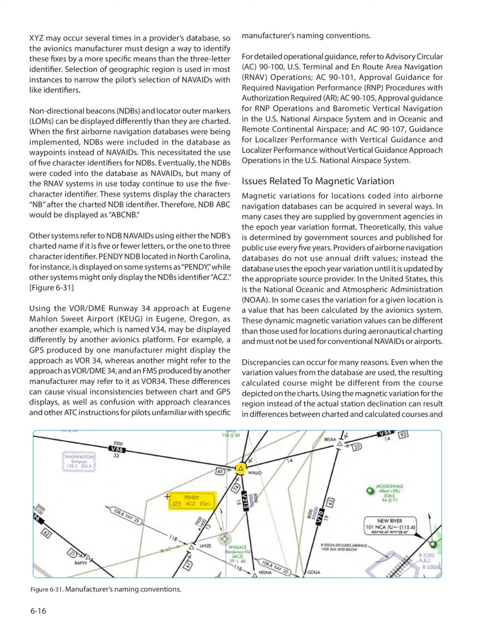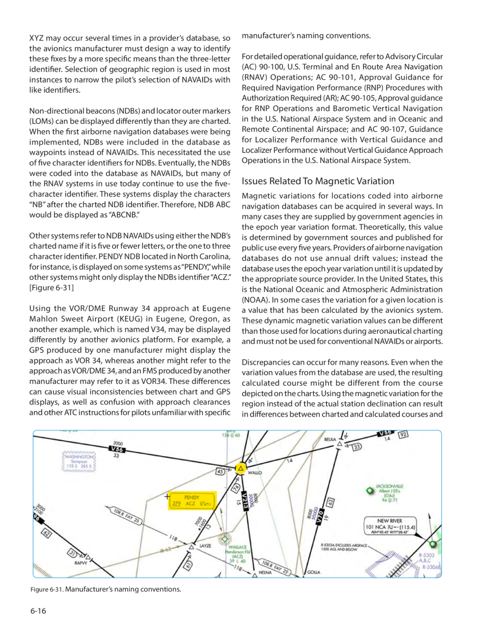Other systems refer to NDB navaids using either the NDB's charted name if it is 5 or fewer letters, or the 1 to 3 character identifier. Pendy NDB, located in North Carolina, for instance, is displayed on some systems as Pendy, while other systems might only display the NDB's identifier, ACZ.